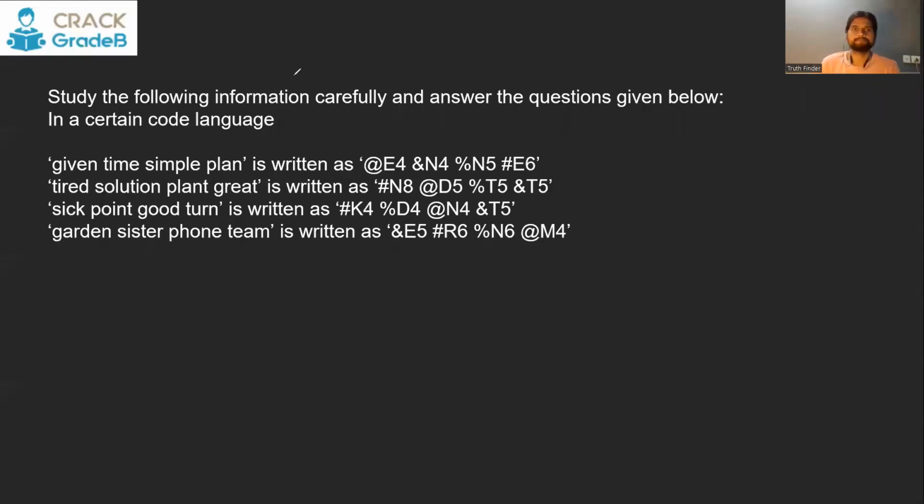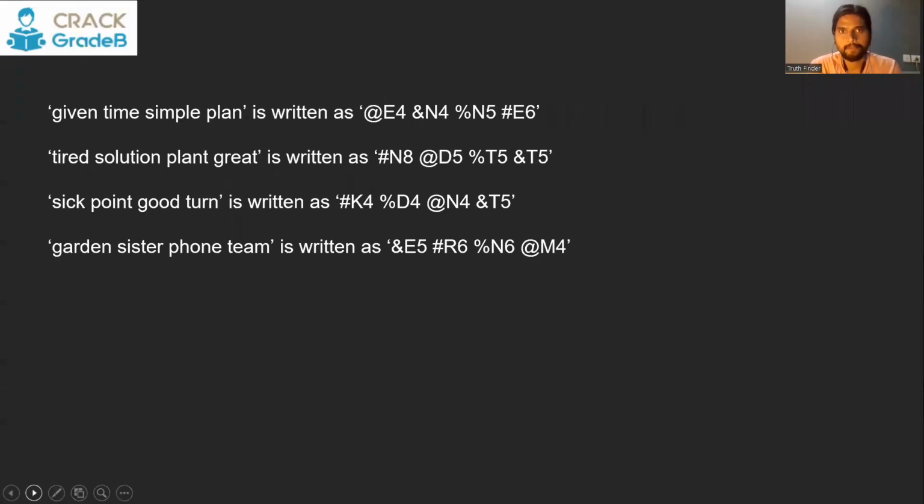Okay, let's see this. The given words are time, simple, plan. So here, if you look at the number of letters, let's make a place for that. So these are the codes given. Let us decode it.